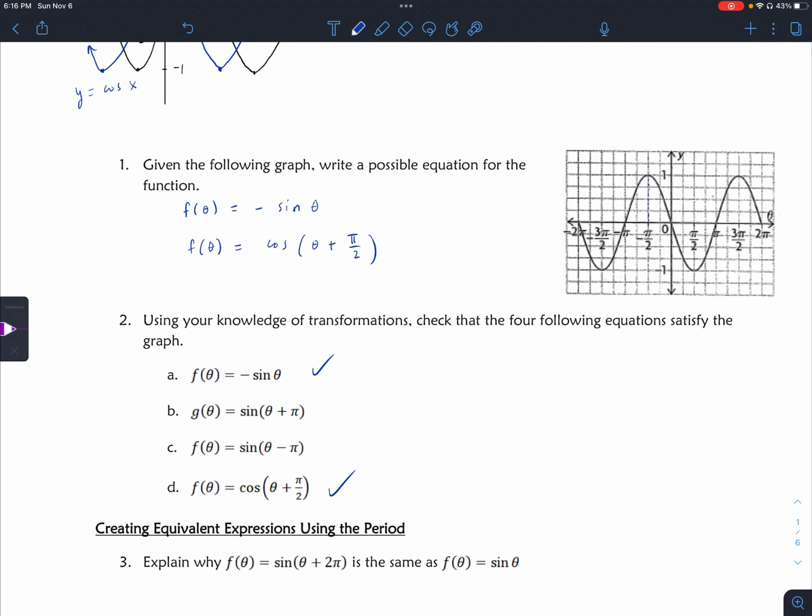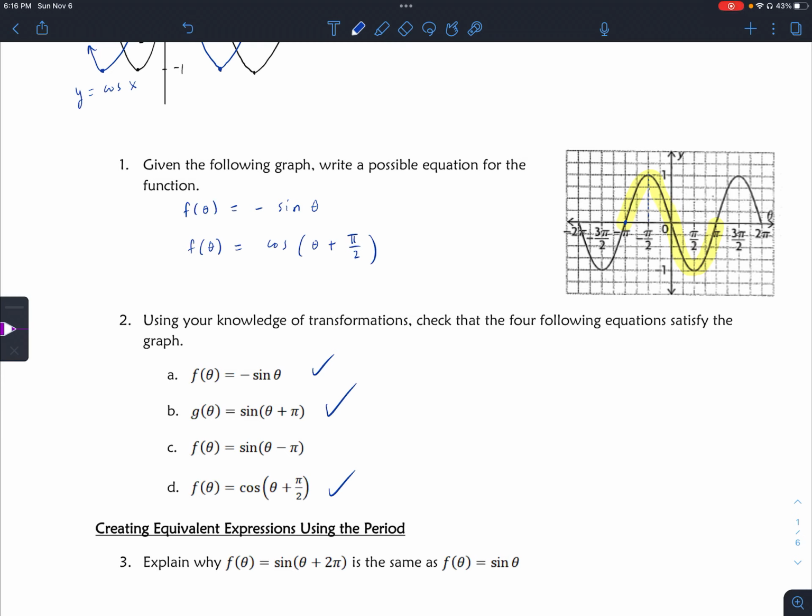Does it match the graph? So what does this actually mean? Theta plus pi means we're translating pi units to the left. Okay, so translating pi units to the left, we can see that that would still work, right? We have a sine function that's just been translated pi units to the left. So that means that it starts at negative pi. So that works.